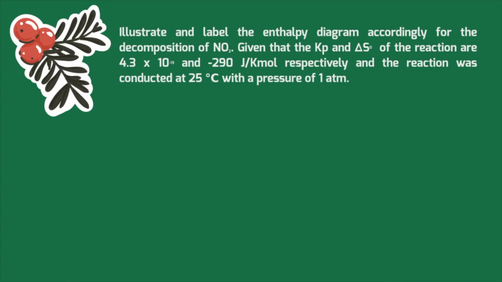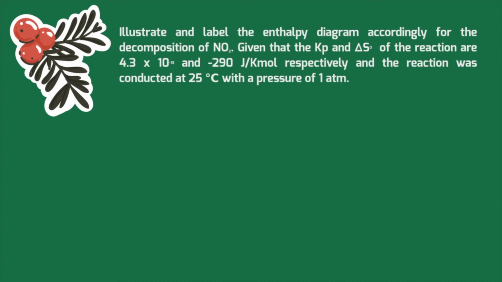Let's move on to the next question. Illustrate and label the enthalpy diagram accordingly for the decomposition of NO2, given that the Kp and the delta S of the reaction are 4.3 times 10 to the power of negative 13 and negative 290 joules per Kelvin mole, respectively, and the reaction was conducted at 25 degrees Celsius with a pressure of 1 atm.